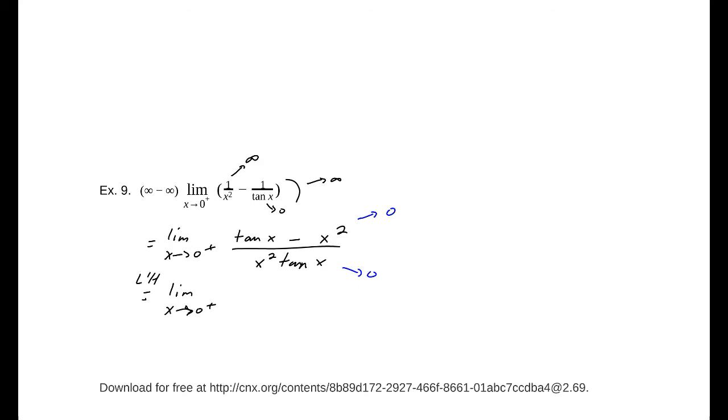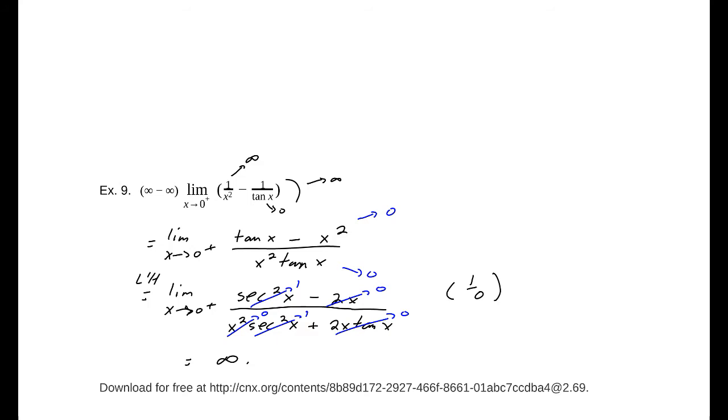We approach 0 from the right. Let's go ahead and take the derivative. The derivative of the numerator is secant squared x minus 2x, and for the x squared tangent x, the product rule will give us x squared secant squared x plus 2x tan x. Now secant squared is going to 1. 2x is going to 0, because x goes to 0, and x squared goes to 0, and then this term goes to 0 as well. So it appears this limit is now a 1 over 0, which means the limit is positive infinity. Because x is coming from the right, it's going to be a positive infinity. Go ahead and add that note in there.